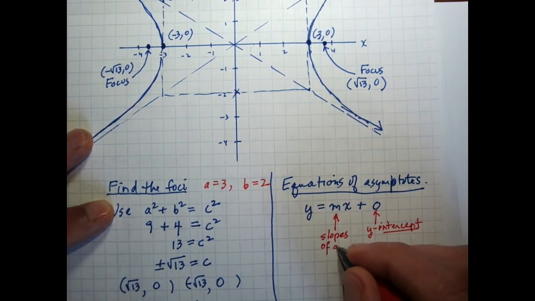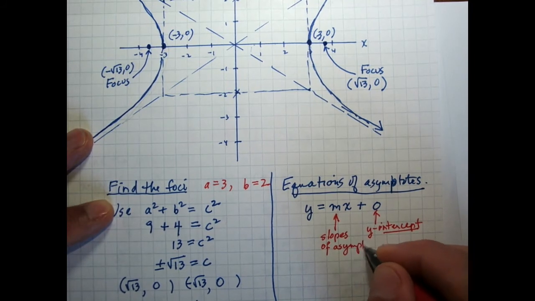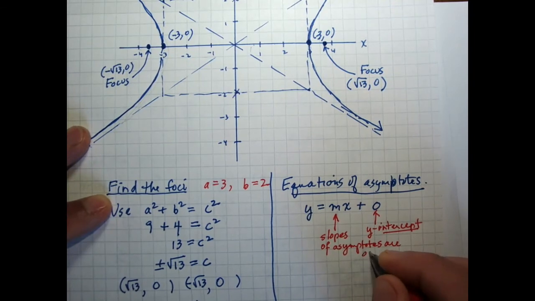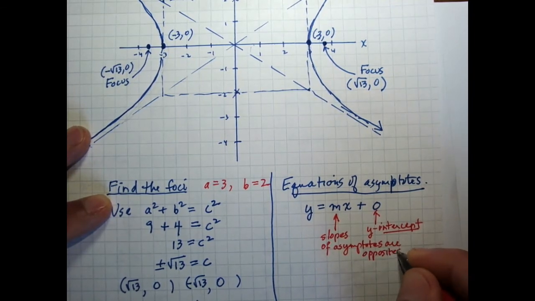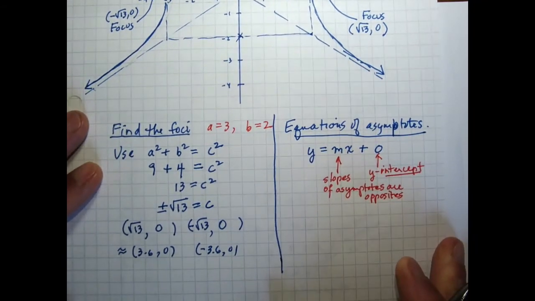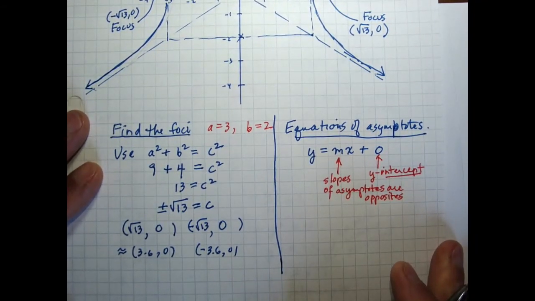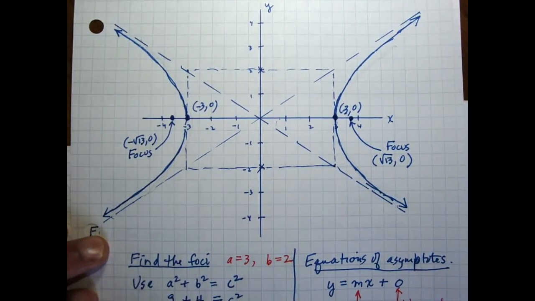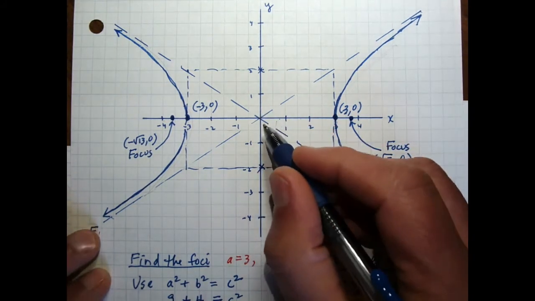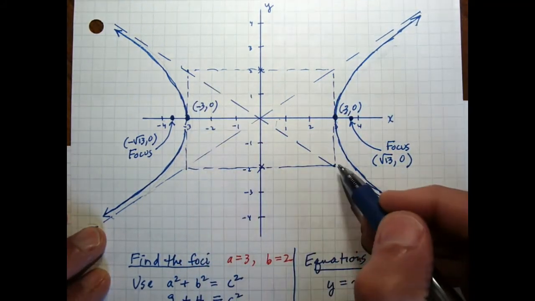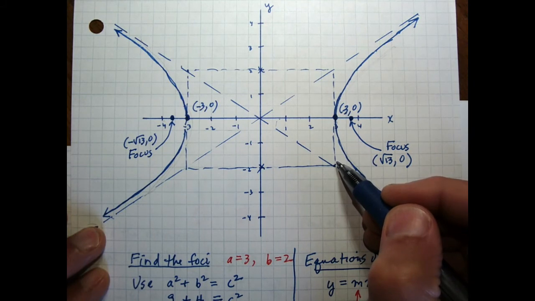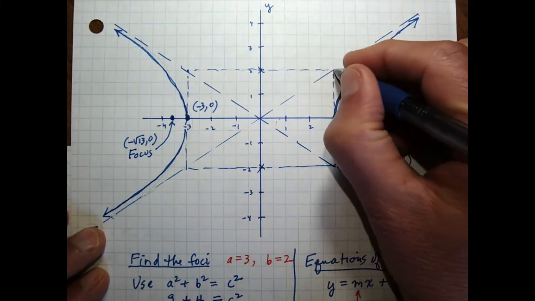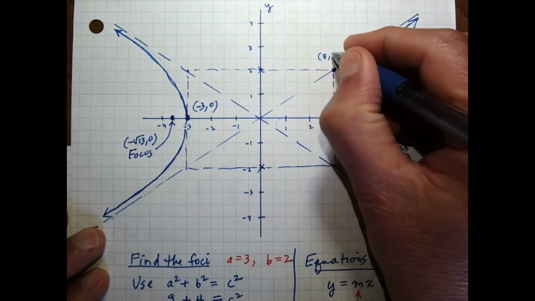So slopes of the asymptotes are opposites. So if we find the positive one, we can just take the negative of that to get the negative slope. Now how am I going to get the slope? I'm just going to figure it out using points. I'm going to pick a point at the corner of my central rectangle. X was 3 here, y is 2. This point is 3, 2.